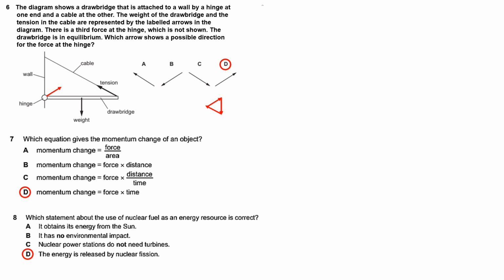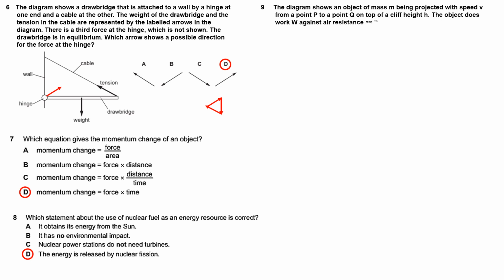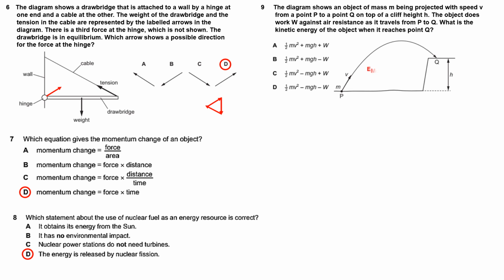Question 9. The diagram shows an object of mass m being projected with speed v from a point P to a point Q on top of a cliff of height h. The object does work W against air resistance as it travels from P to Q. What is the kinetic energy of the object when it reaches point Q? Mechanical energy is the sum of kinetic energy and potential energy.